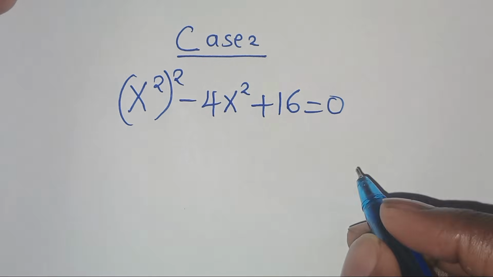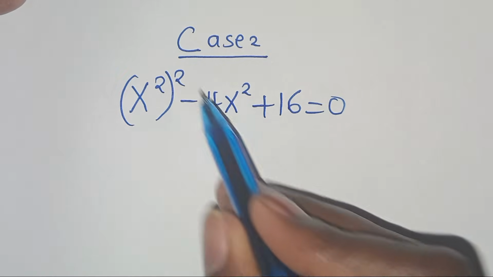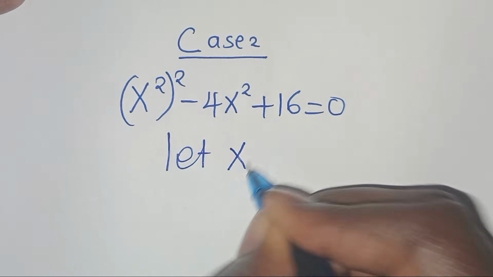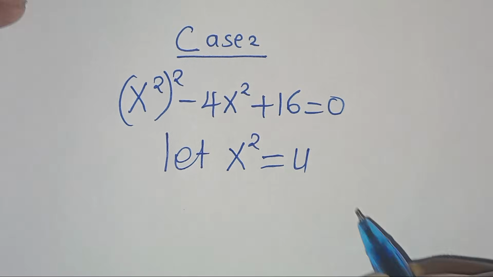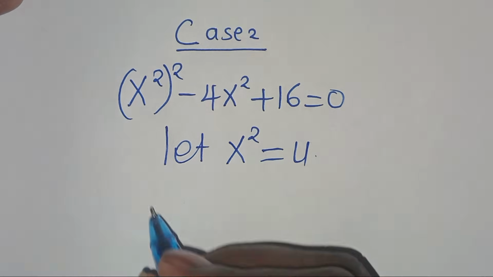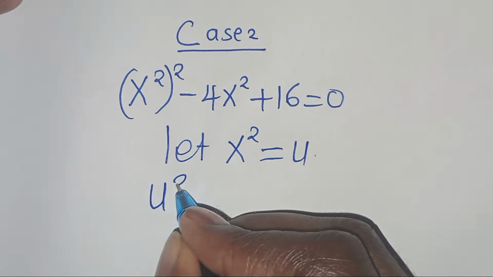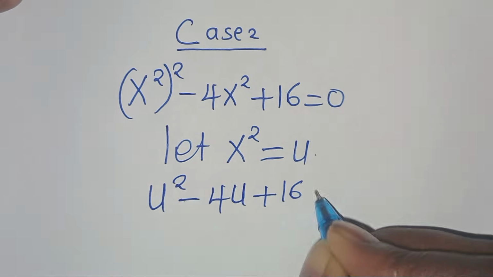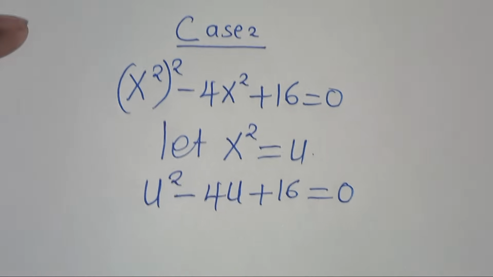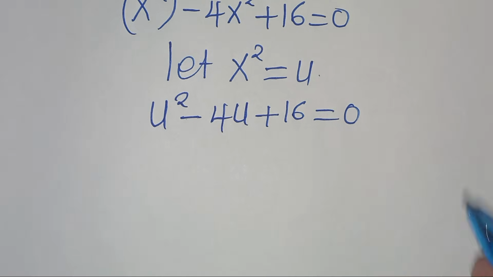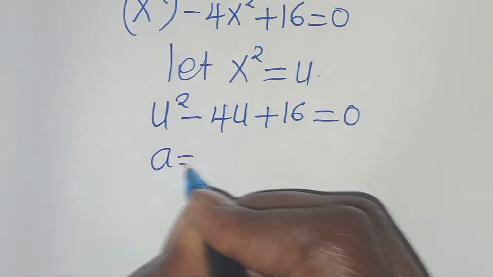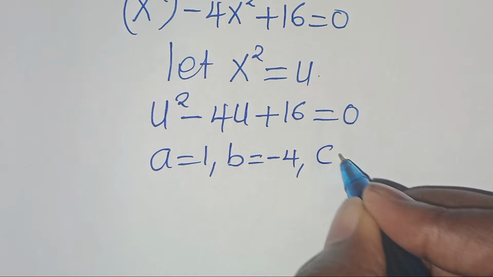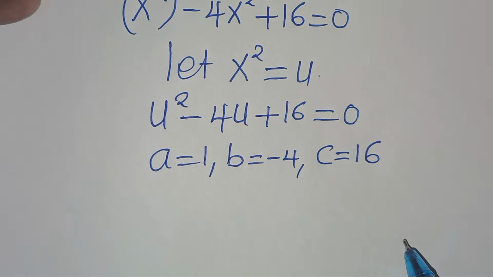In the second case here, we have x to the power of 2 raised to the power of 2 minus 4x squared plus 16, where we can let x to the power of 2 be equal to u. So let's substitute u here so that we have u squared minus 4u plus 16 equal to 0. Now this is a quadratic equation, and we have that a is equal to 1, b is equal to negative 4, and c is equal to 16.